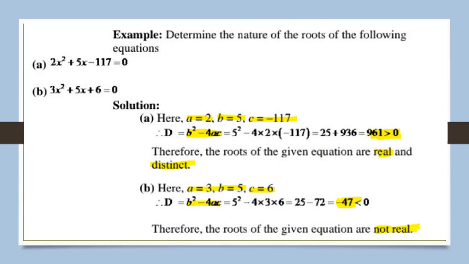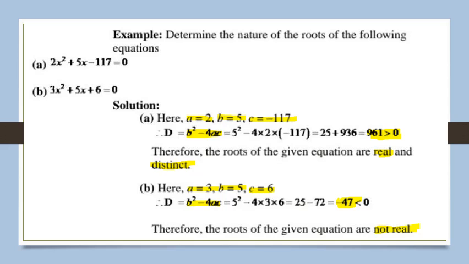Now see here how to determine the nature of the roots of the following equations: 2x square plus 5x minus 117 equals 0, and 3x square plus 5x plus 6 equals 0. Here we only have to determine the nature of the roots. We don't have to calculate the solution. So see here, a equals 2, b equals 5, and c equals minus 117. So find the discriminant d, b square minus 4ac. Substitute the values, we will get 961. And 961 is greater than 0, and therefore the roots are real and distinct.